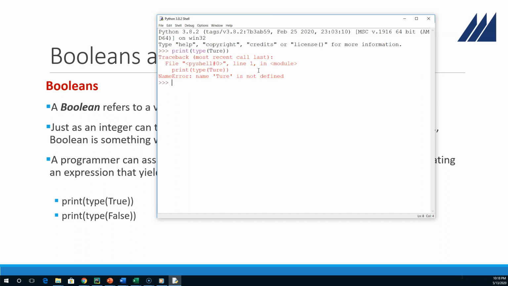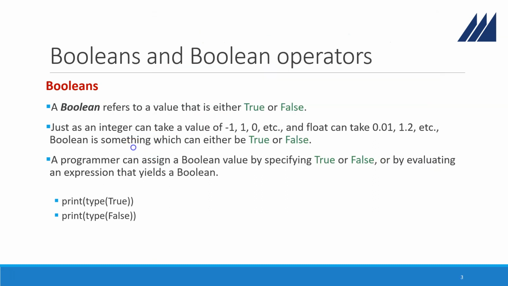I misspelled it over here, so I'm going to say print and type, between parentheses, True. You see the color changed to orange. That means Python recognized this word. It's going to tell you this is from the class bool, short for Boolean. Same thing with False. So the Boolean variable or Boolean object takes either True or False. It's very important to notice that True and False must have a capital T for True and a capital F for False.